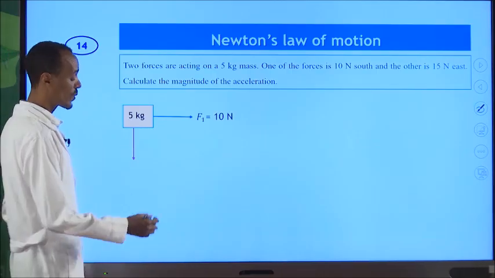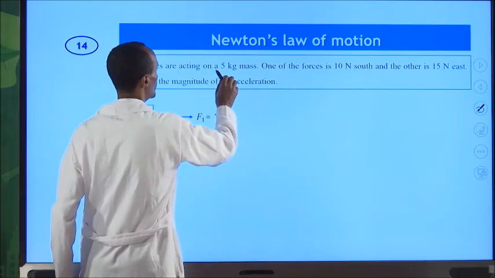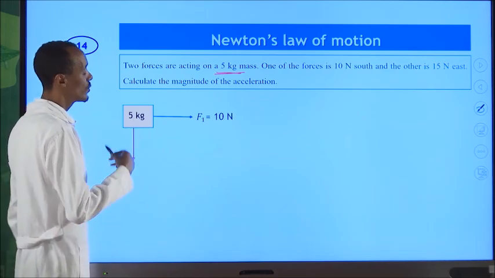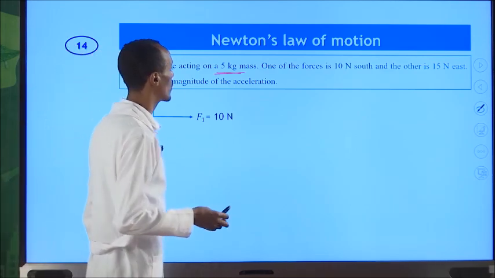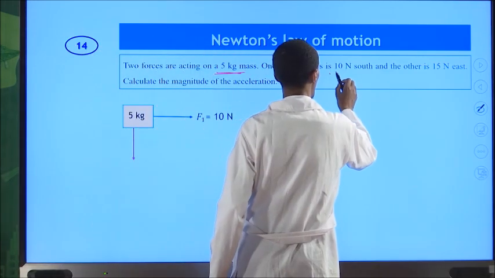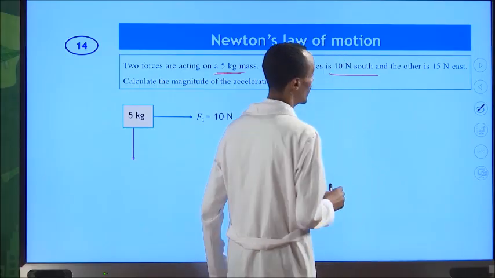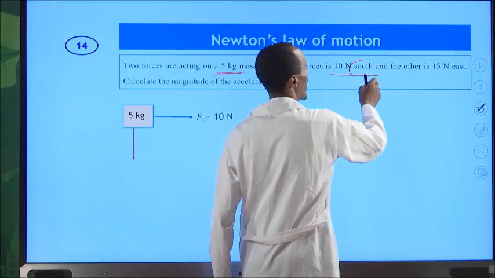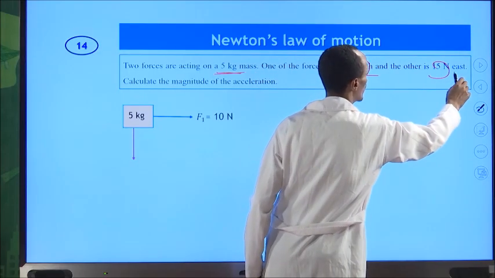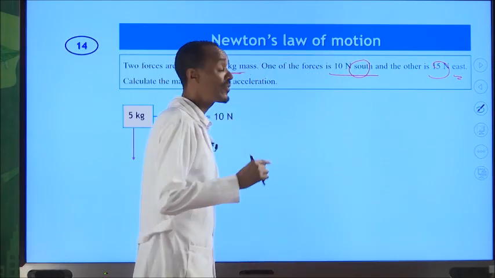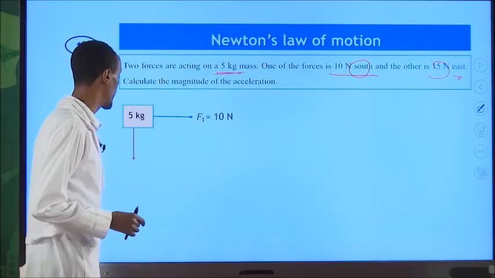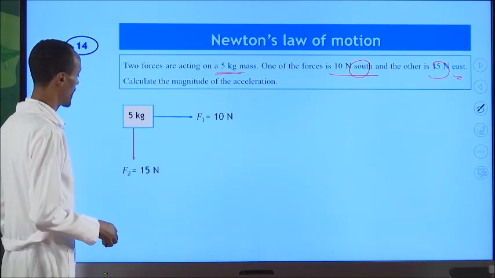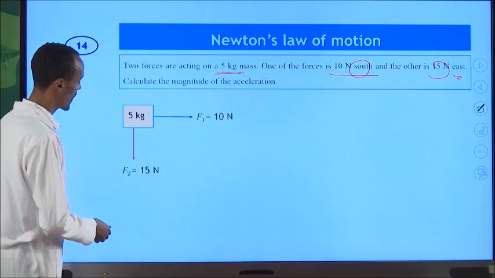Given the mass, which is 5 kilograms, two forces are applied on the object, but we have to remember the direction. One of the forces is 10 Newton to the south and the 15 Newton is to the east. So we have to carefully assign the direction of these two forces on the given screen here.